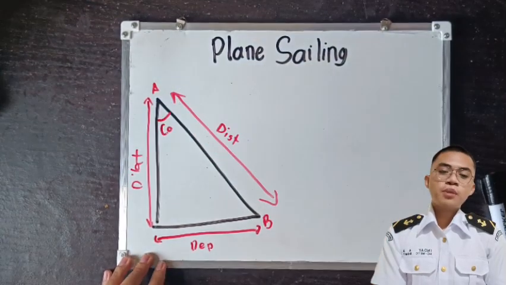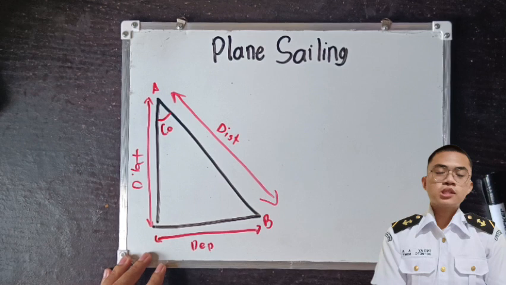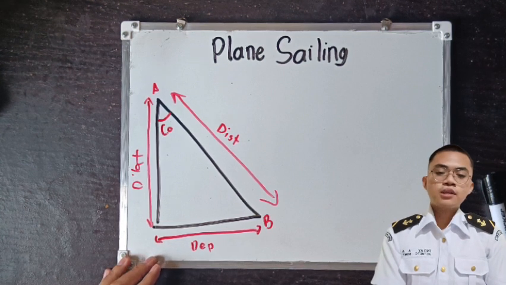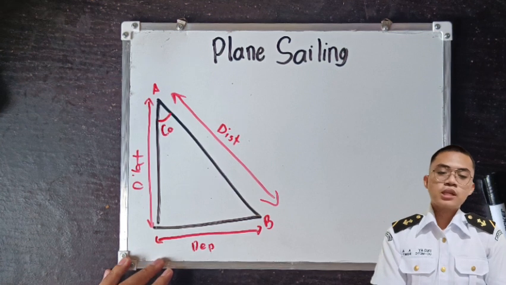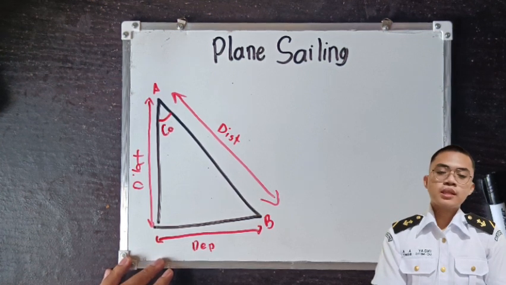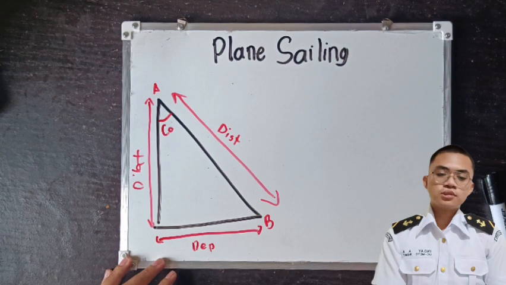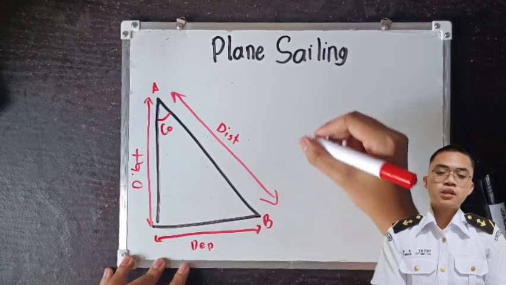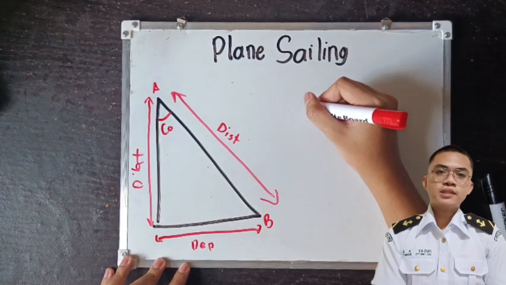We have the plane sailing triangle, which shows that the difference of latitude is the vertical side of the triangle, the departure is the horizontal side, and by joining A and B, we get the distance, and the angle between the d lat and the distance is the course. From this triangle, we can derive the trigonometric functions that are used in the problems involving plane sailing.